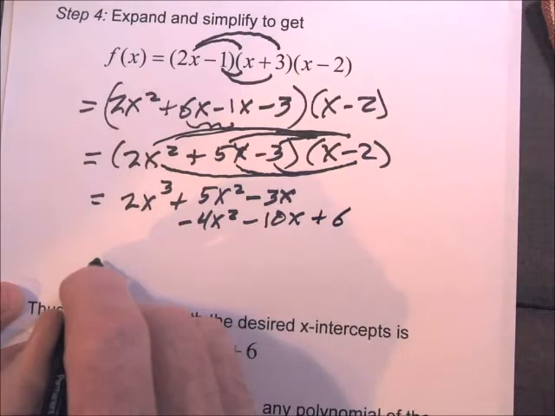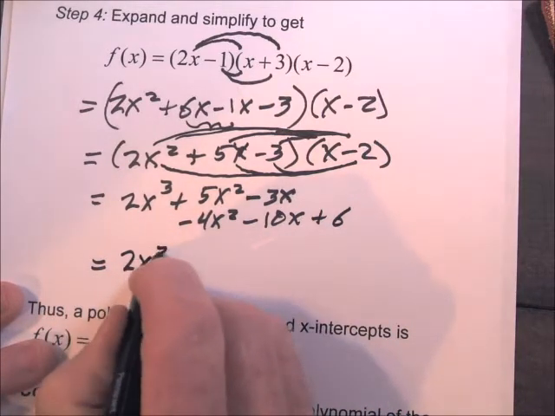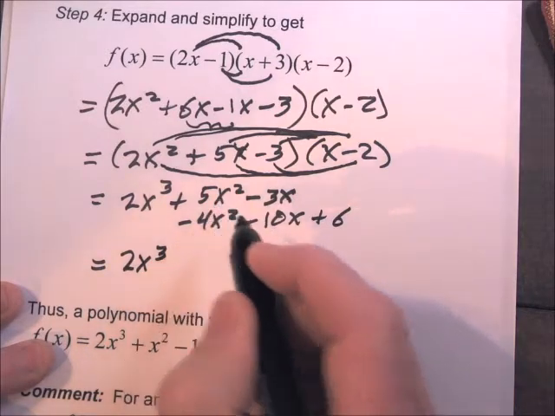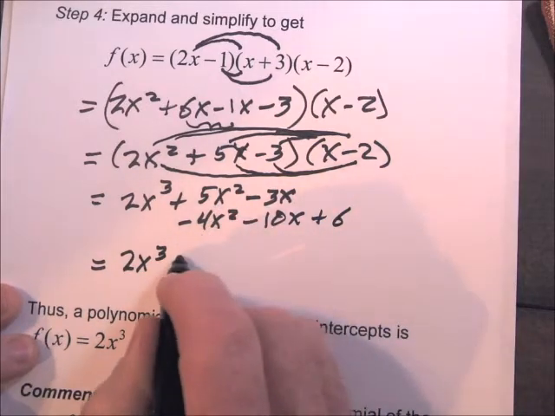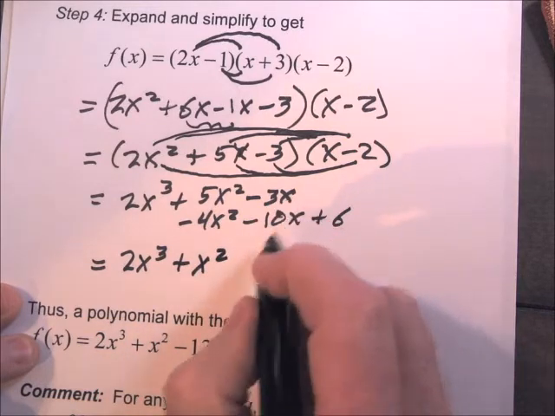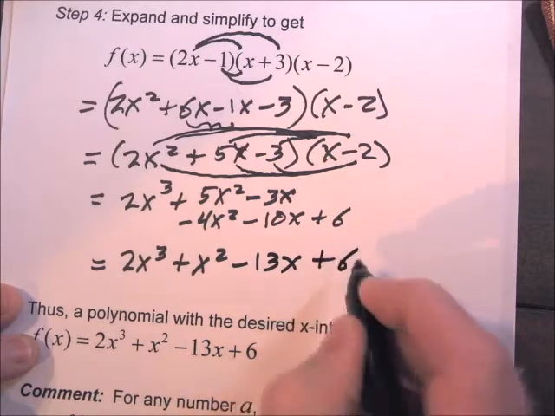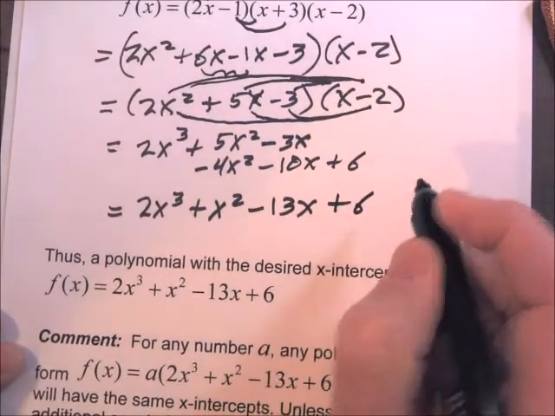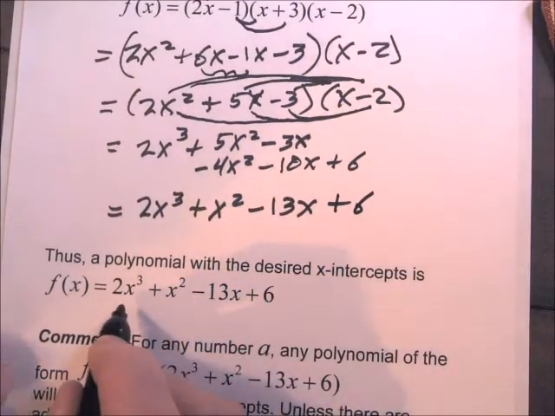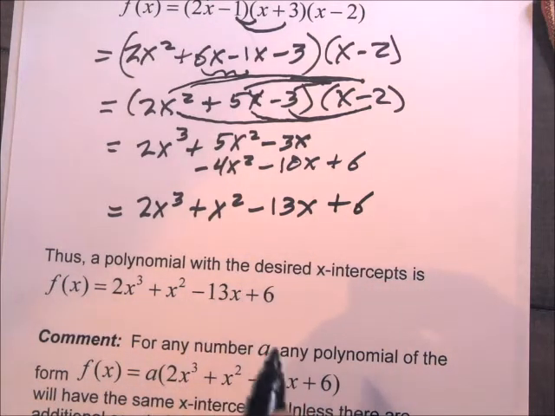And then we can combine like terms. We only have one x cubed term, we bring that down. 5x squared minus 4x squared would be 1x squared, or we just write x squared. Minus 3x plus negative 10x is negative 13x, and copy the plus 6. So our polynomial is 2x cubed plus x squared minus 13x plus 6.